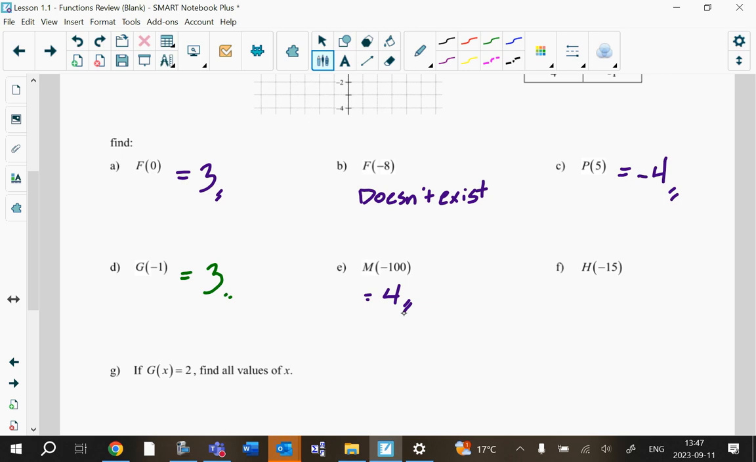H of negative 15. So we got to go to function h. That's the one that tells us in words. The function is described in words. So if x is negative 15, what's y? According to those words, negative 30. Because whatever you plug in, the output, whatever comes out, the y, is going to be twice what you plug in.